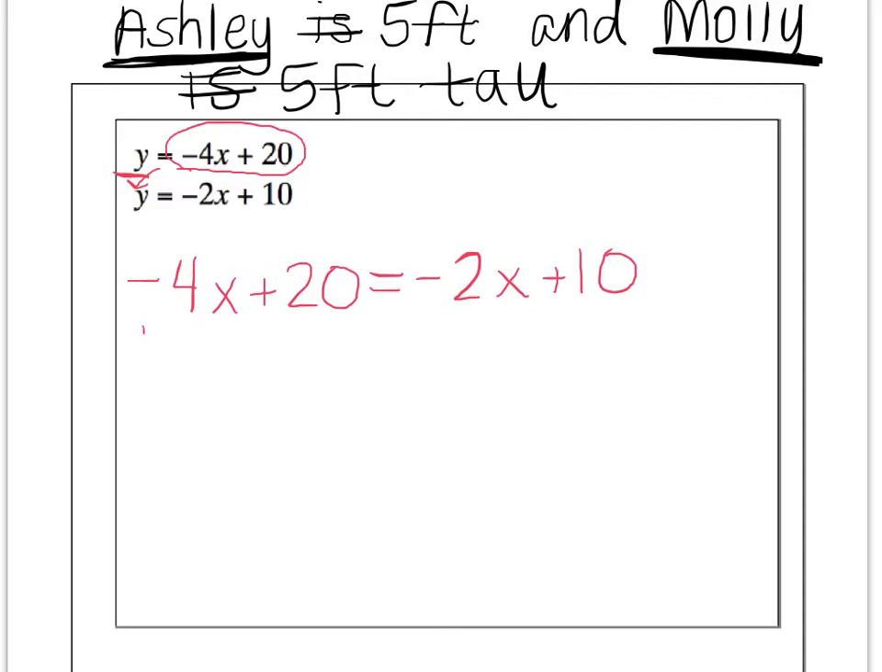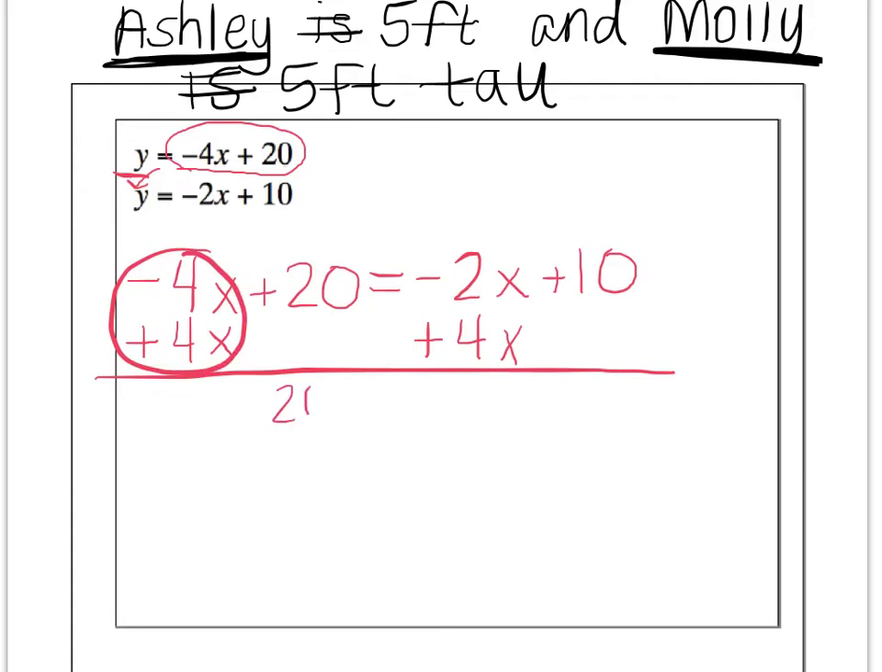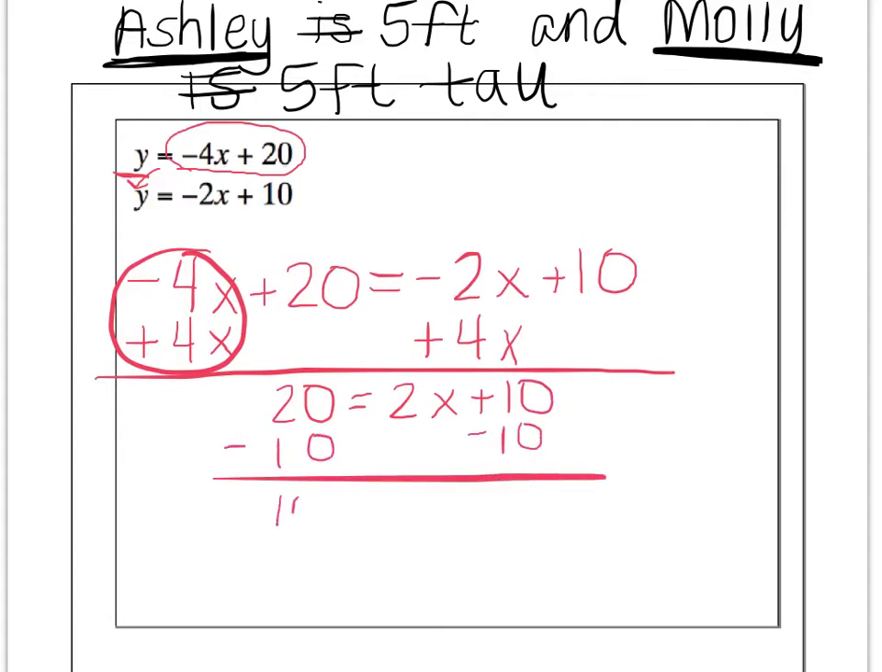So I'm going to get all of my x's on one side. I'm going to add 4 x's to each side, which leaves me with 20 equaling 2x plus 10. Subtract 10 from both sides. So 10 equals 2x, divide by 2. And in this case, x equals 5.